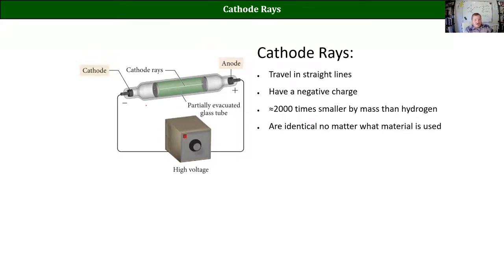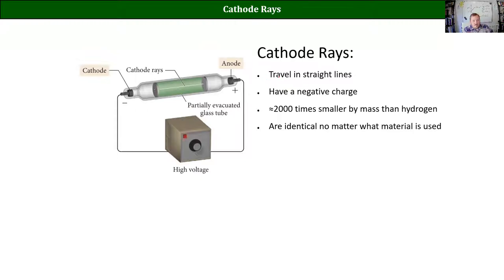He figured out that if you take a glass tube, which he called a cathode ray tube, and you seal it, you remove all the air from it so it's basically a vacuum, and you put a voltage from one end to the other, if that voltage is big enough, you actually get tiny little particles that fly from one end of the tube to the other.